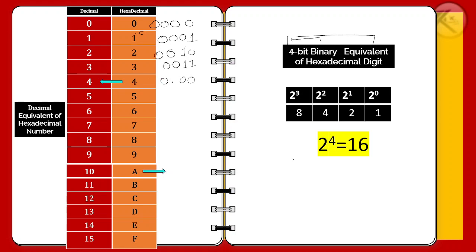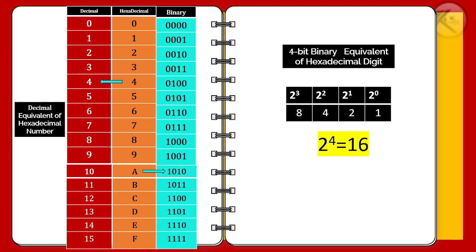So why is it always 4? Because 16 is the base of the hexadecimal number system. It is also a power of 2. Which power gives me the value 16? That is 4. So every hexa digit is represented using this 4-bit binary code. See, 0 is written using 4 bits. So any hexa number will have a corresponding 4-bit pattern.